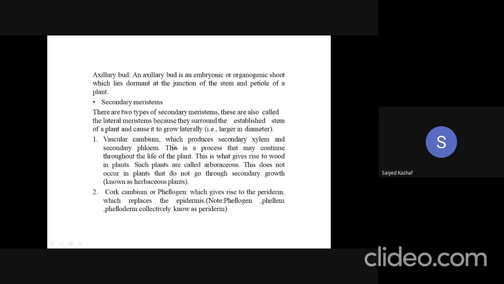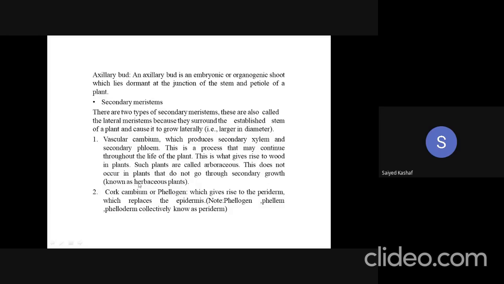The vascular cambium produces secondary xylem and secondary phloem, and this process may continue throughout the life of the plant. The vascular cambium is responsible for the formation of woody parts in the plant, and such plants are known as woody plants, and the plants which do not involve secondary growth are known as herbaceous plants.